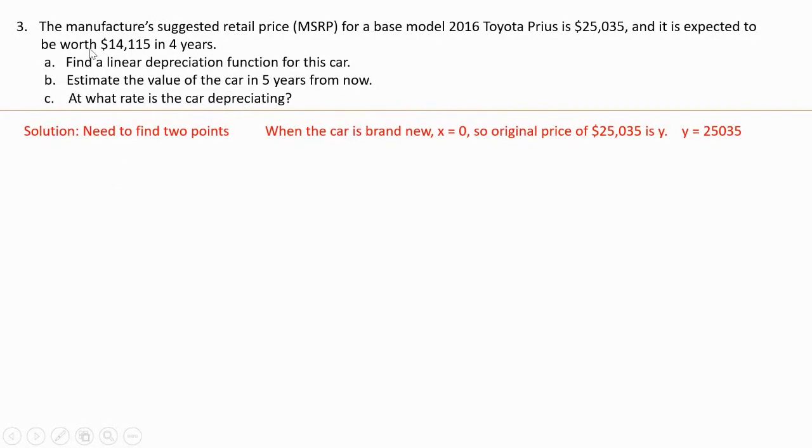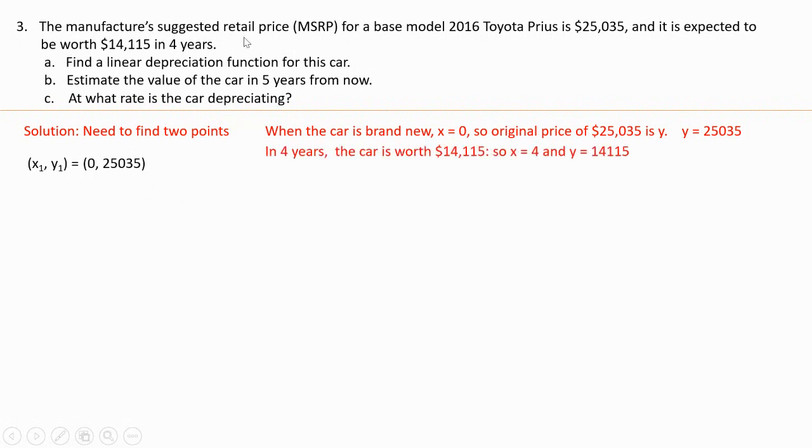So by reading the first sentence, the manufacturer suggested retail price, which is the MSRP, for a base model 2016 Toyota Prius, is $25,035. So in 2016, the car was brand new, right? So the car hasn't been driven yet. No time has passed. That's why x equals 0, right? Because no time has passed, the original price was $25,035. So y equals $25,035. So my first point will be 0 and $25,035.